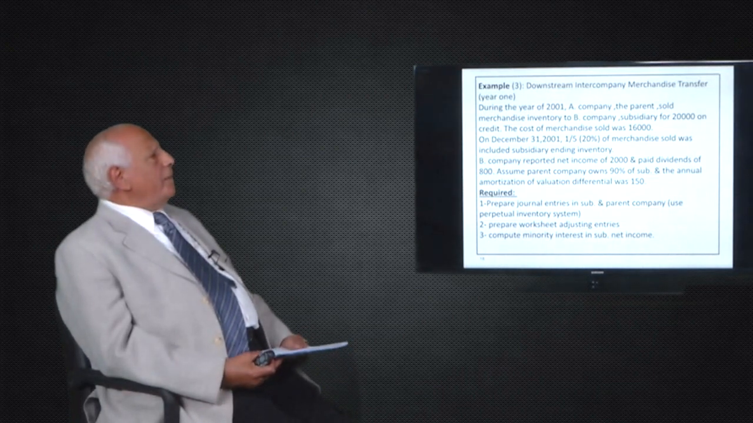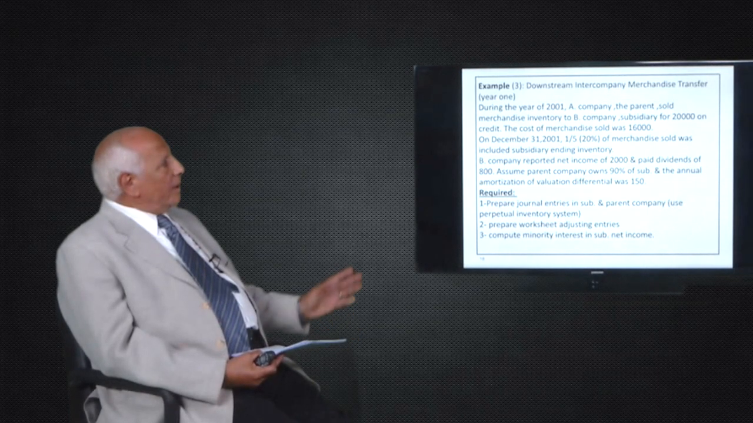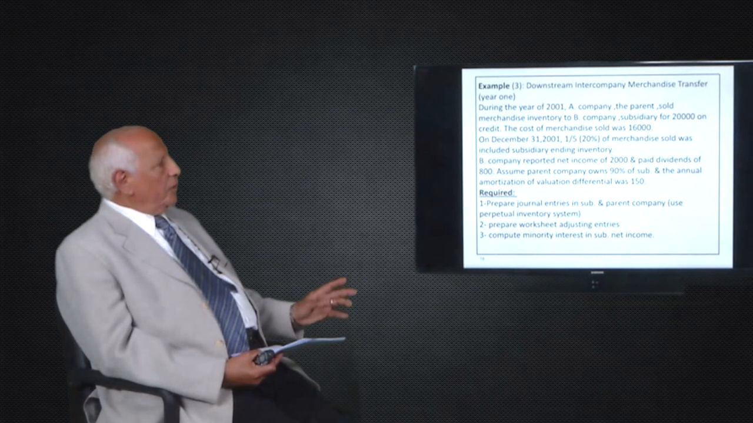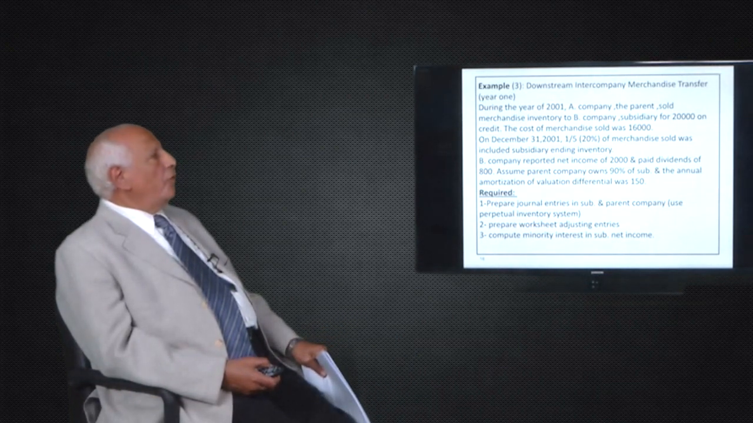Example 3 is similar to example 1. Again, the same numbers, the same information, except this one is downstream. That's why I give you the same numbers for sales revenues, cost of goods sold, all of this, except this one is downstream intercompany merchandise transfer, year 1. That means example 3 and example 4 are for downstream. Let's start example 3.